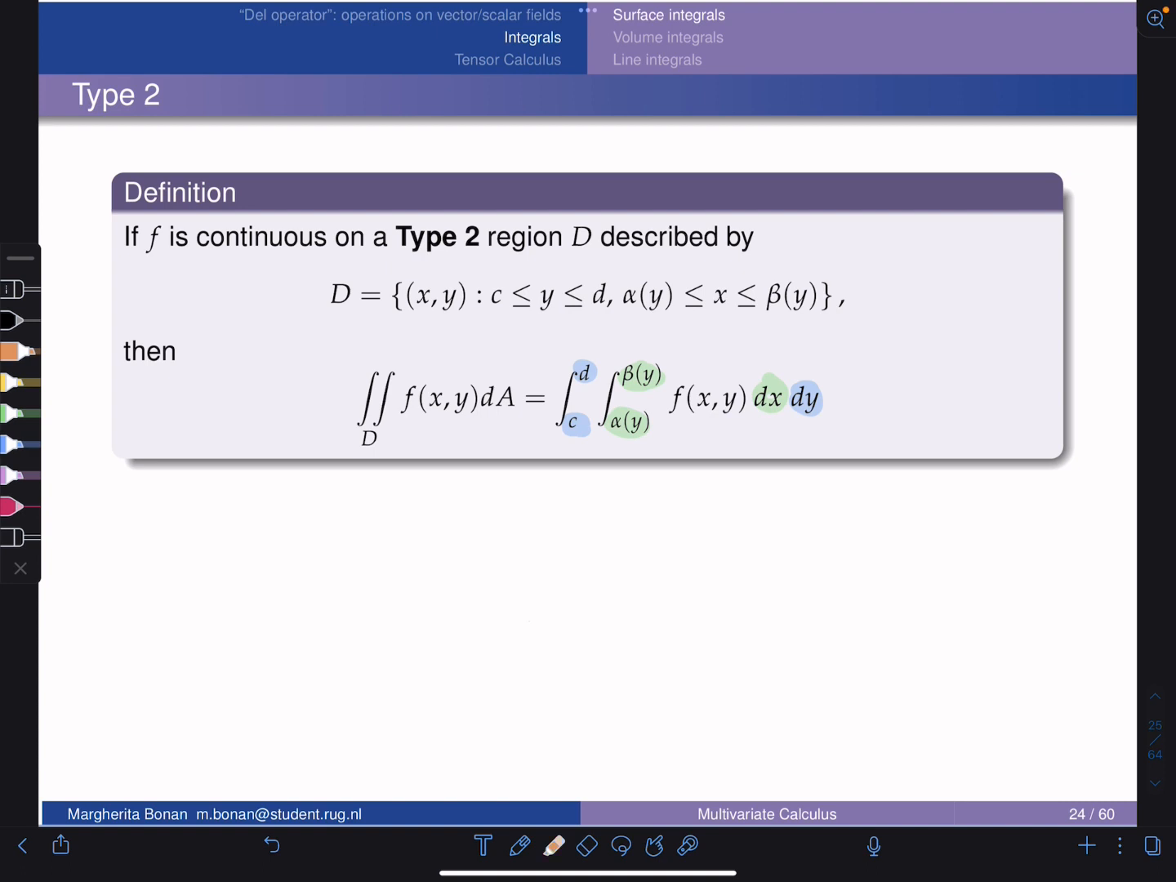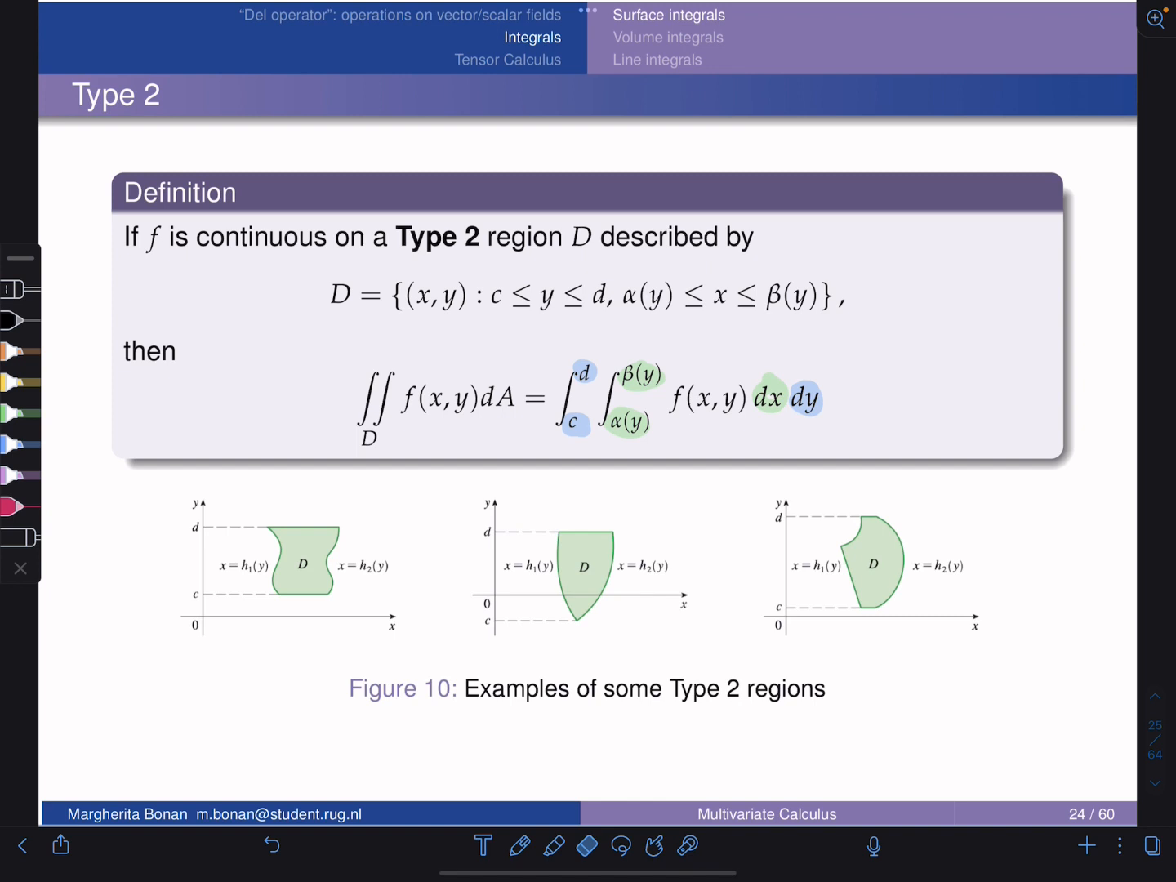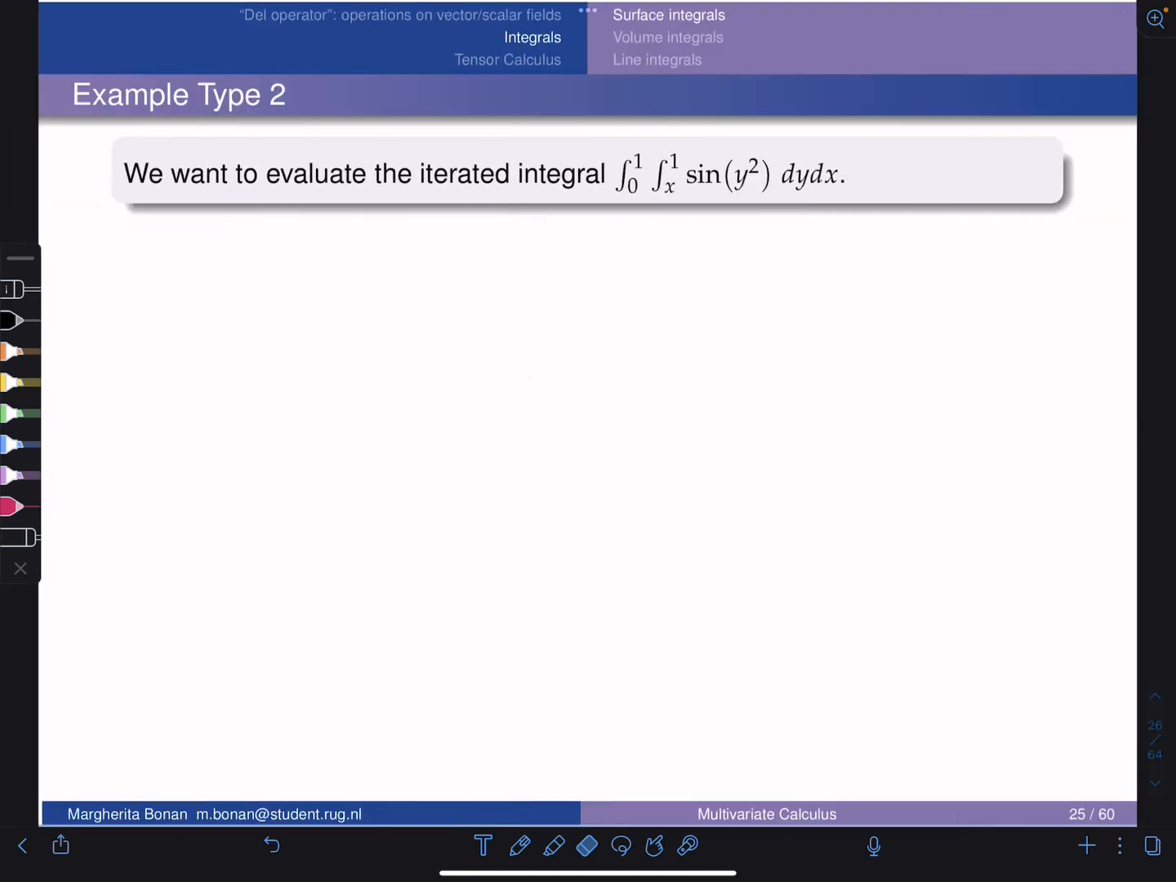Some examples of type 2 regions are these, where the similarity in all of them is that they are bounded only by functions that depend on y.